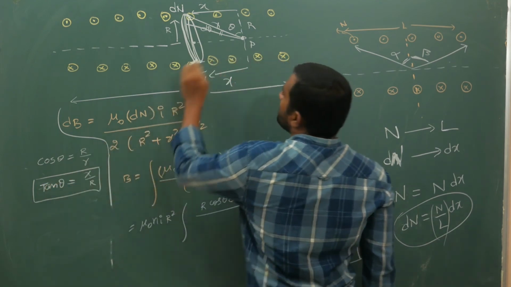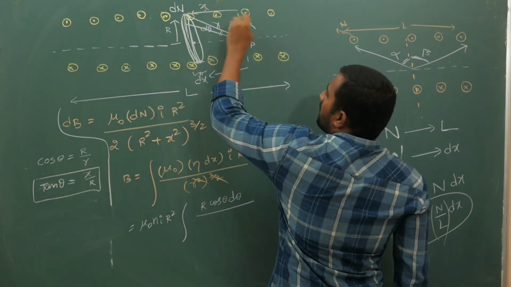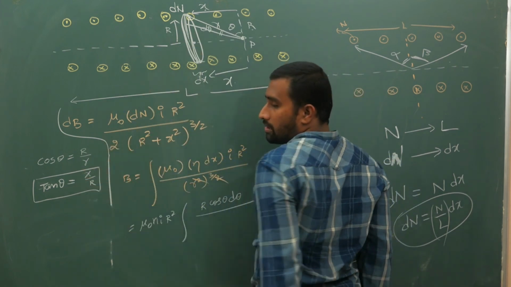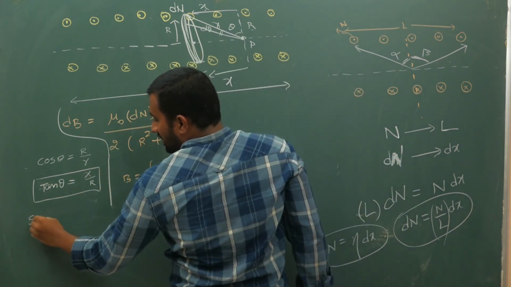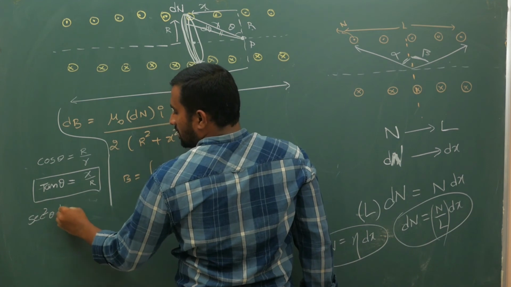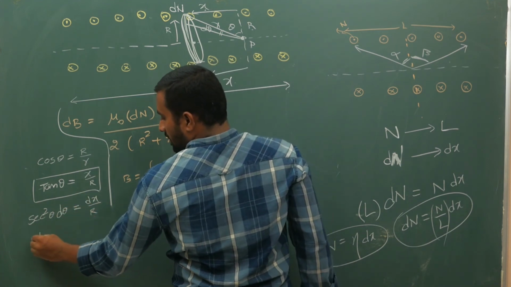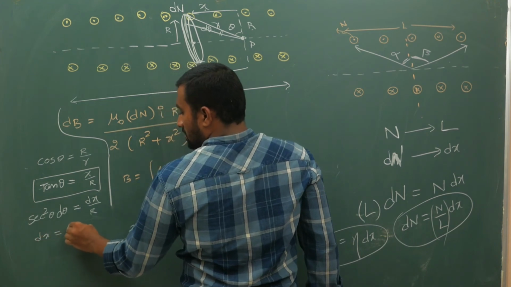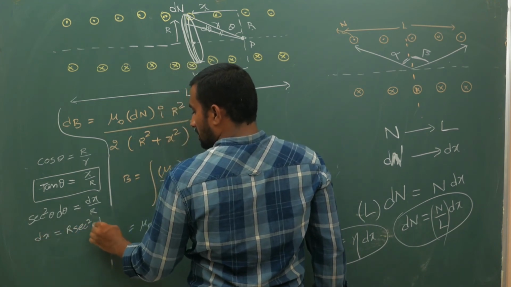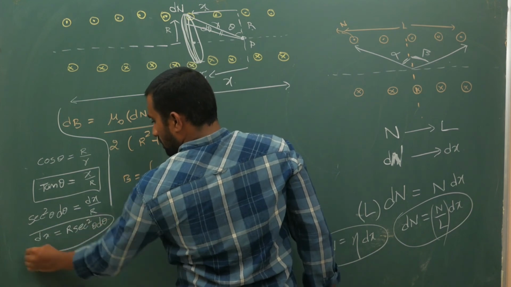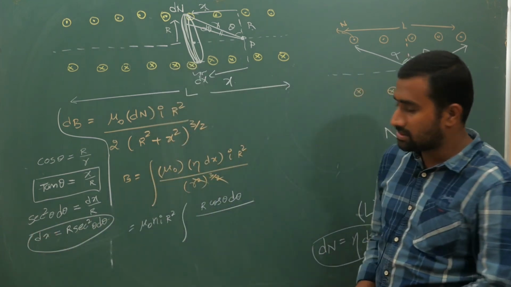Tan theta is, this is a right angle triangle, opposite by hypotenuse. So I have to write x by r. Derivative of tan theta is secant square theta d theta, which is equal to dx by r. From here, your dx is r secant square theta d theta. Okay. Now I think we are going to get the answer correctly.